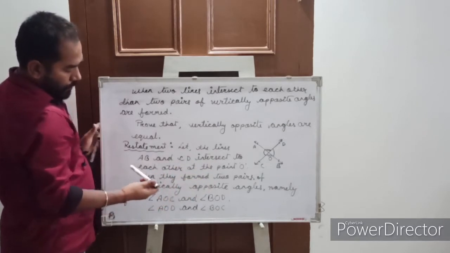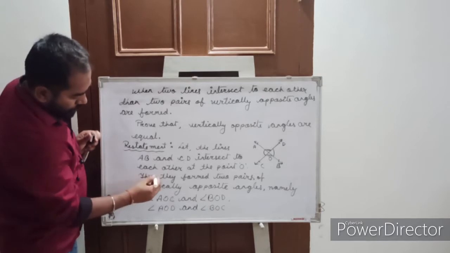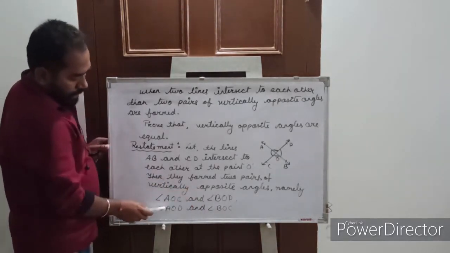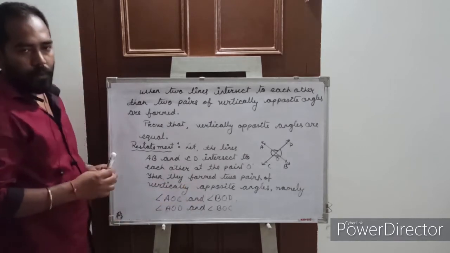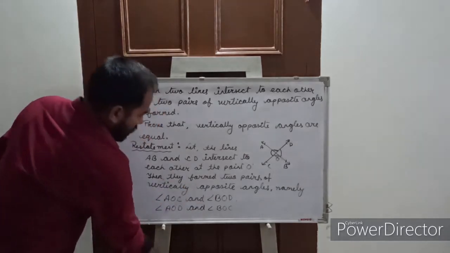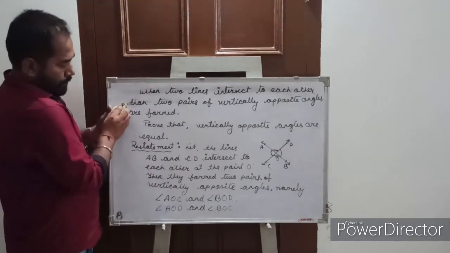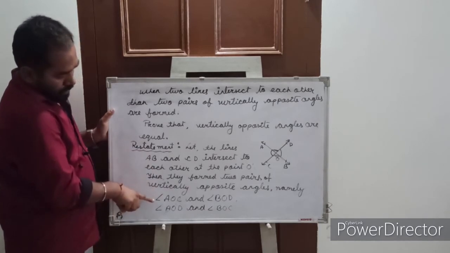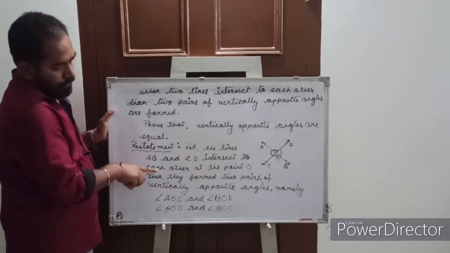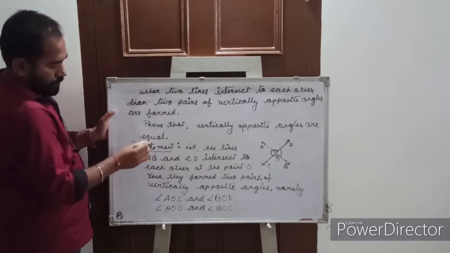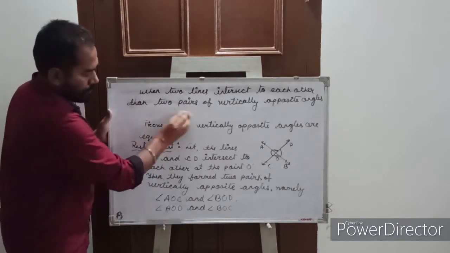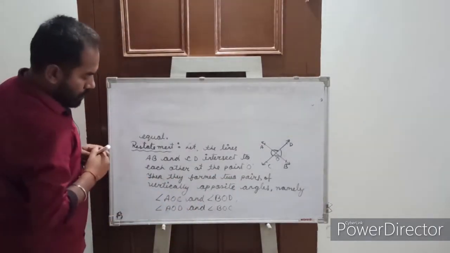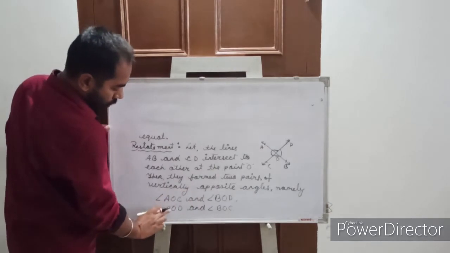and then they form two pairs of vertically opposite angles, namely AOC and BOD, angle AOD and angle BOC. Okay, so what is required to prove now? This is the restatement we should write before the proof. We consider two pairs of vertically opposite angles AOC and BOD, AOD and BOC.